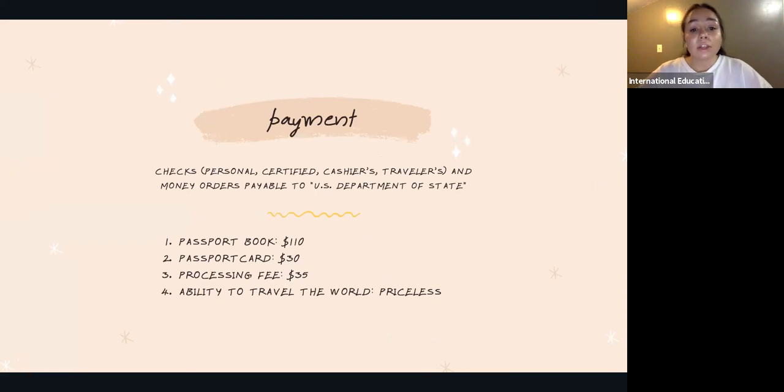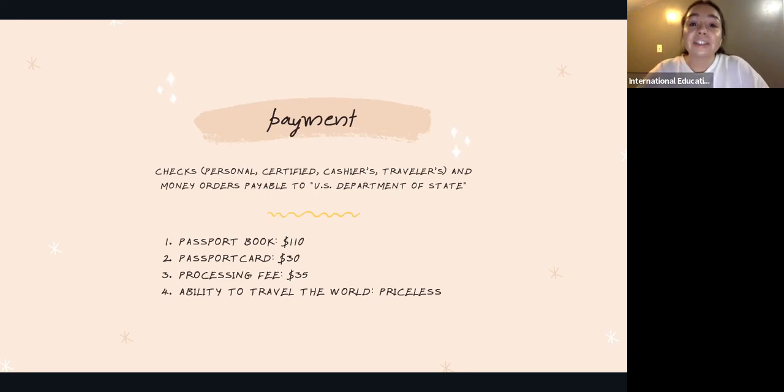You can pay with checks. It could be personal, certified, cashiers, or a money order, but they all have to be made out to the US Department of State. If you're getting a passport book, it's going to cost you about $110. If you're getting a passport card, it's $30. The processing fee that you pay to the post office is $35, and the ability to travel the world, priceless.